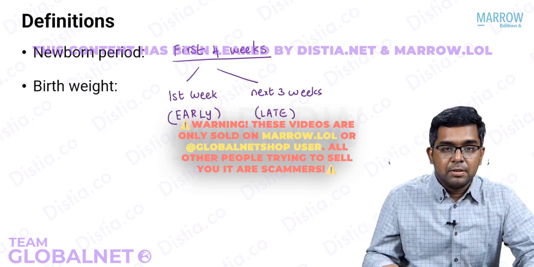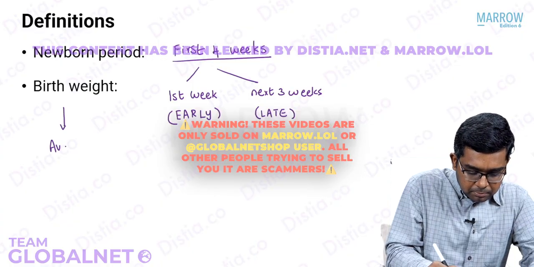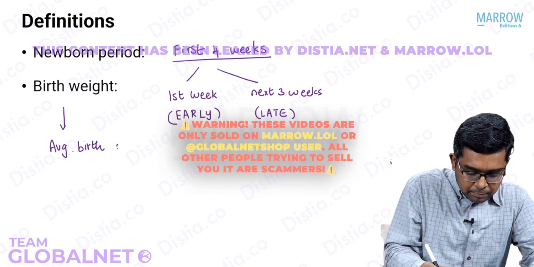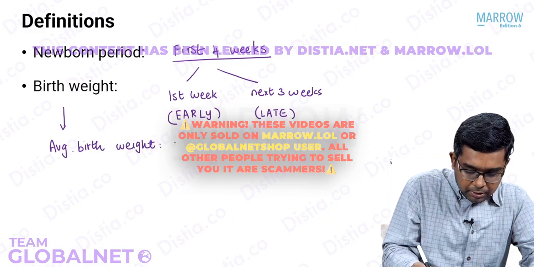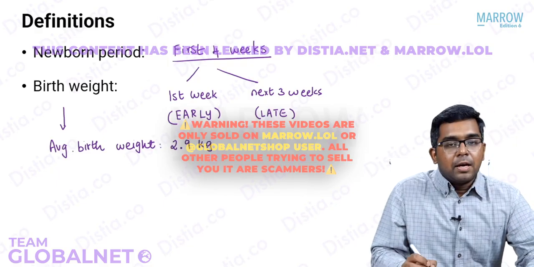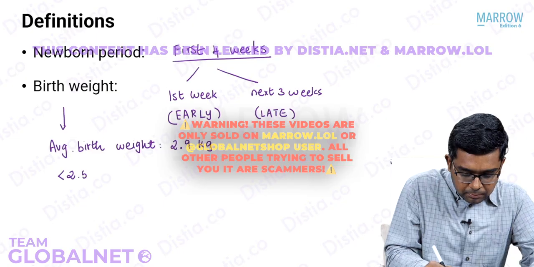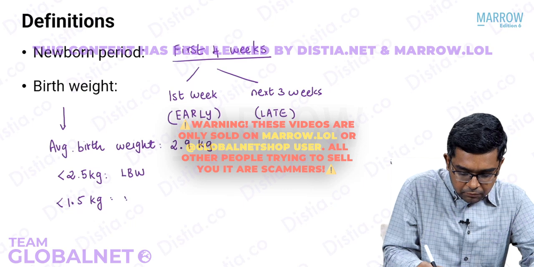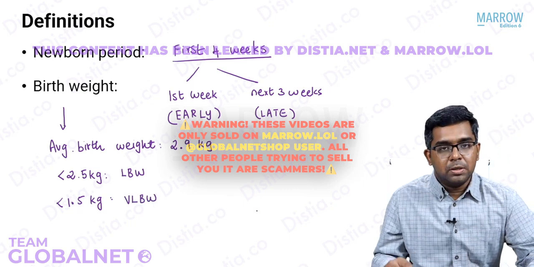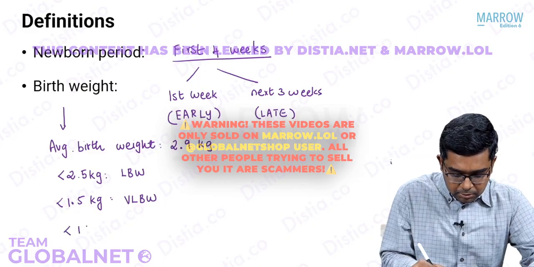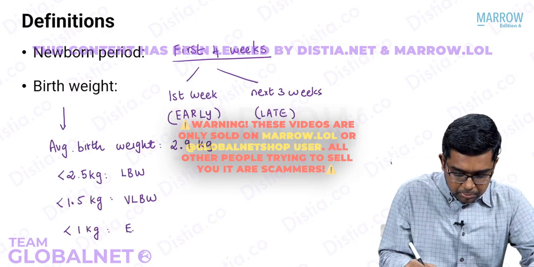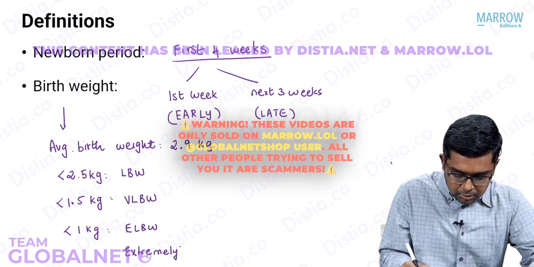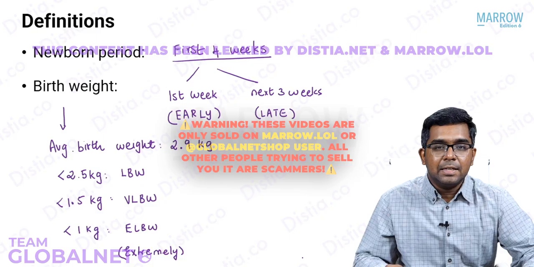Then talking about birth weight. The average birth weight of a baby in India is around 2.9 kilograms. If the baby is less than 2.5 kg, it is called low birth weight. If the weight is less than 1.5 kg, it is called VLBW, which is very low birth weight. And if it is less than 1 kg, it is called ELBW, which is extremely low birth weight. So these are definitions which correspond to a baby which is less than the expected weight.